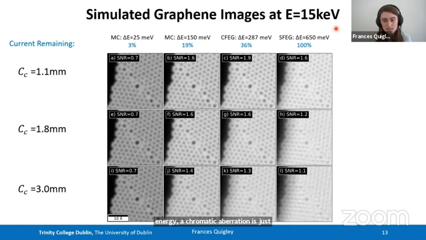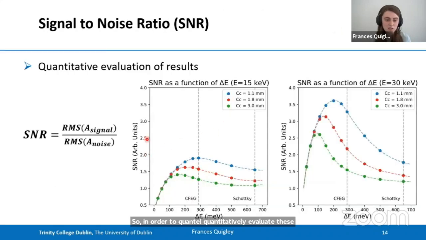In order to quantitatively evaluate these results, we plotted the signal to noise ratio of each image versus their energy spread. We define the signal to noise ratio as the root mean squared of the amplitude of the signal divided by the root mean squared of the amplitude of the noise. And you see that they produce these graphs here for the different CC coefficients.